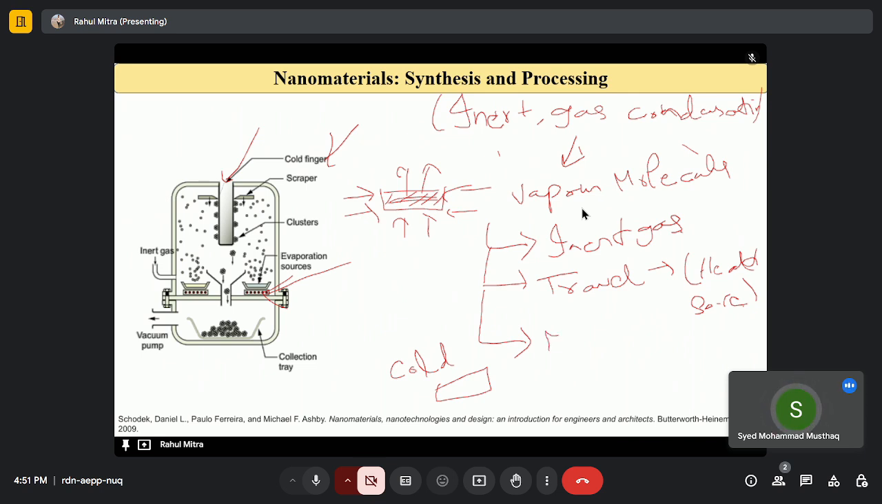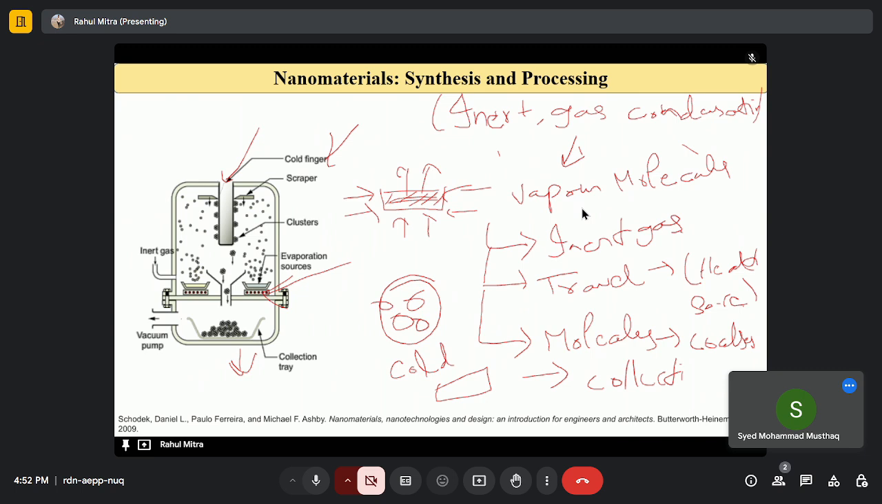These molecules coalesce at the surface. Two molecules coalesce together and form a larger molecule. Right? And these molecules are collected at the bottom. So we have a vacuum pump which takes out the molecules that are deposited. I shouldn't say deposited, but which are collected at the cold finger. So these agglomerated, these coalesced particles will be collected down in the collection cup.